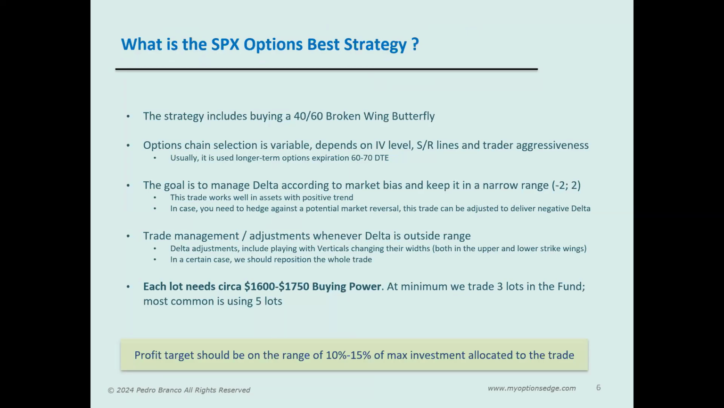So what is the SPX options best strategy? Basically, it's a broken wing butterfly on SPX. It's a 40-60, so an unbalanced butterfly. And usually it uses options with 60 to 70 days till expiration on SPX, and the position of the trade depends on the support and resistance lines, the volatility level, and the aggressiveness of the trader.